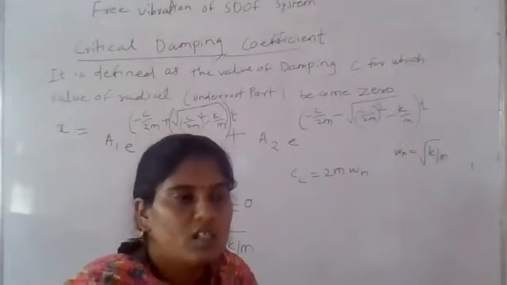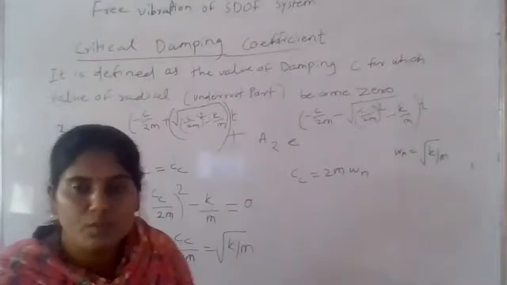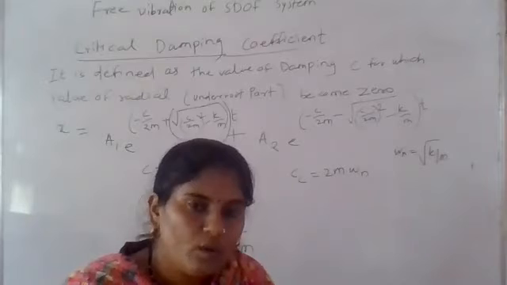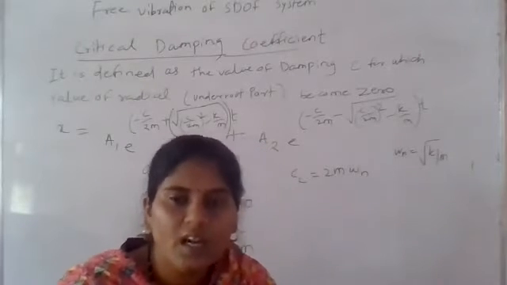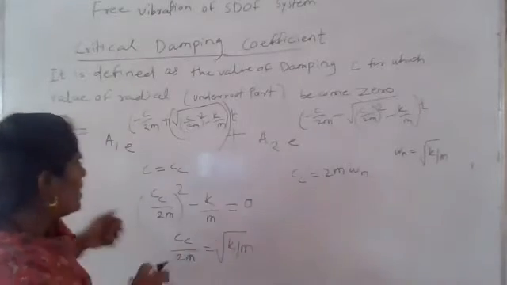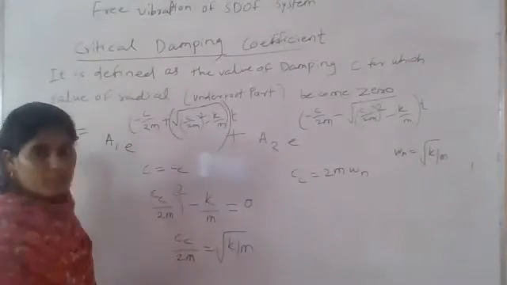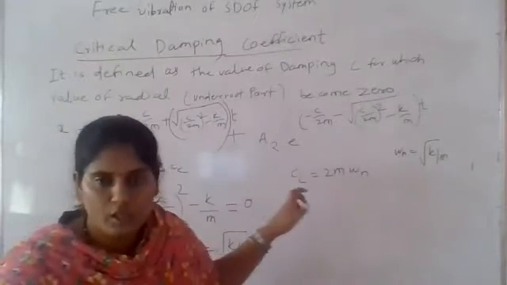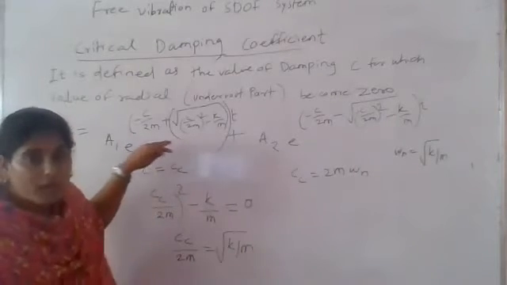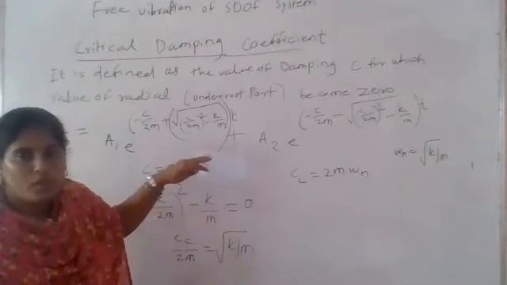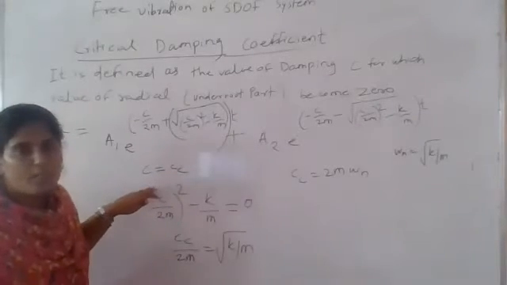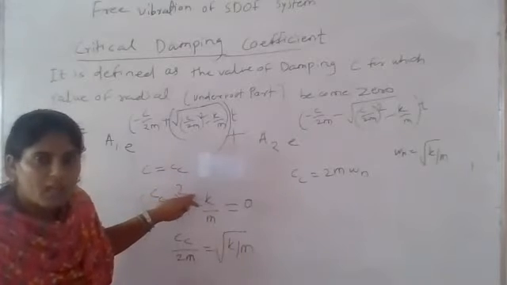At that point, that c is nothing but Cc. What is meant by c? C is the damping coefficient. And what is meant by Cc? Cc is the critical damping coefficient. So it is known as the critical damping coefficient, which is nothing but Cc. When c is equal to Cc, at that time the under root part becomes 0 in the equation x of t, with a1 and a2 with respect to s1 and s2. At that point, the damping coefficient c is equal to the critical damping coefficient.